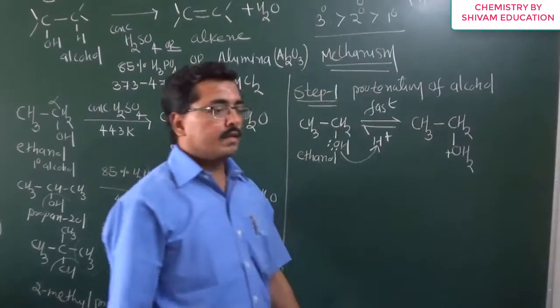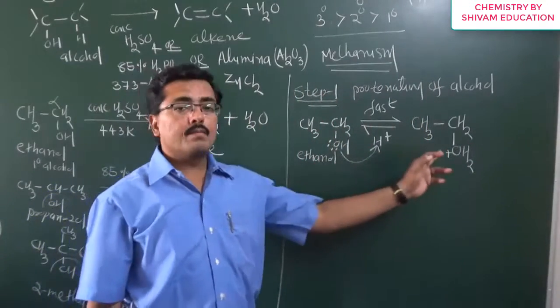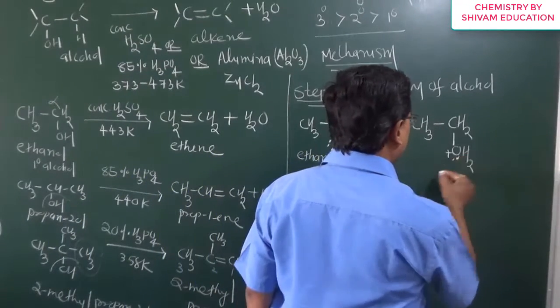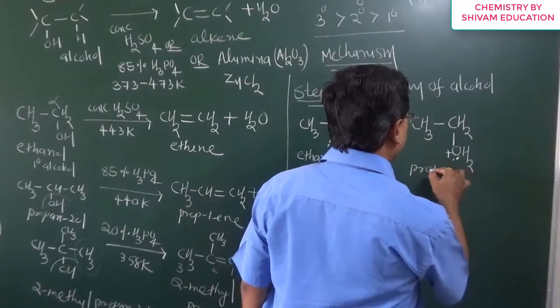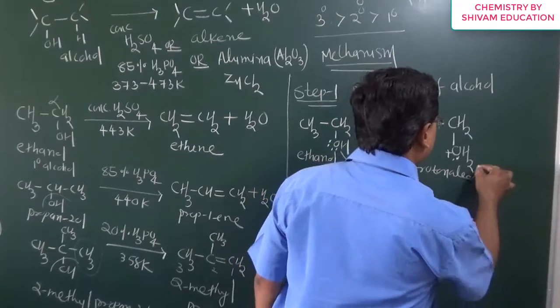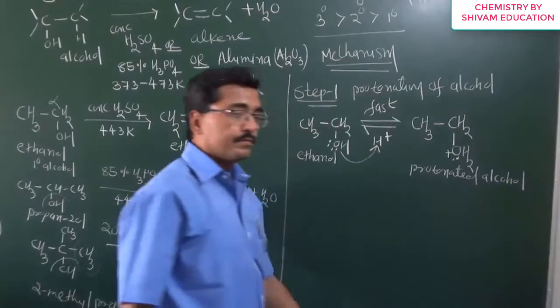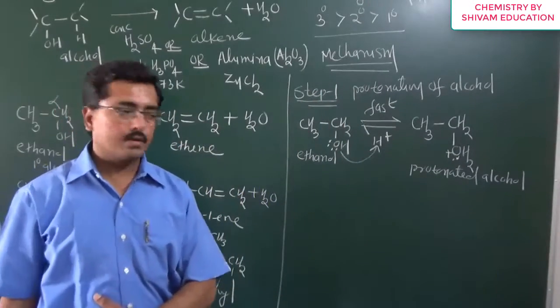Now here one electron pair is given by oxygen, so oxygen has a positive charge and now only one electron pair. So this thing is known as protonated alcohol. So in the first step we get protonated alcohol.